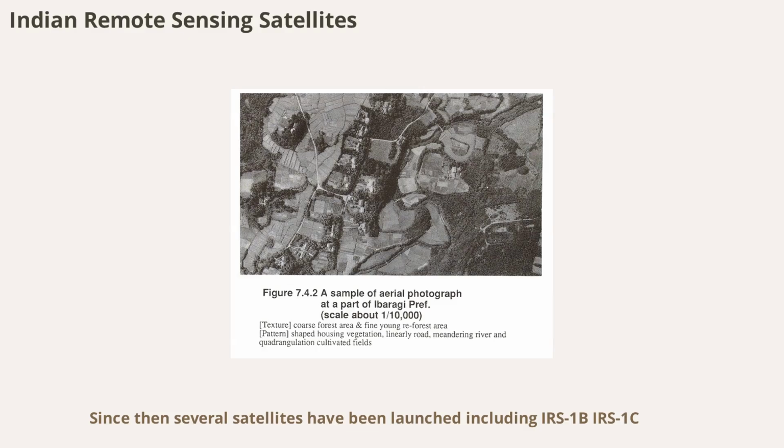India's remote sensing program began with the launch of IRS-1A in 1988. Since then, several satellites have been launched, including IRS-1B, IRS-1C, and IRS-1D. These satellites carry sensors like LISS-III, which captures data in visible, near-infrared, and shortwave infrared bands. The program has advanced with the launch of IRS-P6 RESOURCESAT-1, featuring high-resolution cameras and the ability to provide stereoscopic imagery. Indian remote sensing satellites are extensively used for agriculture, forestry, and resource management.